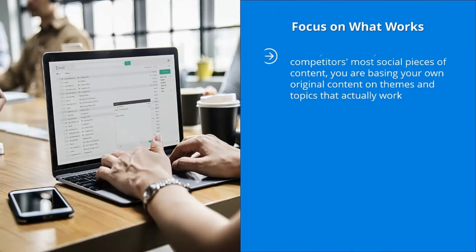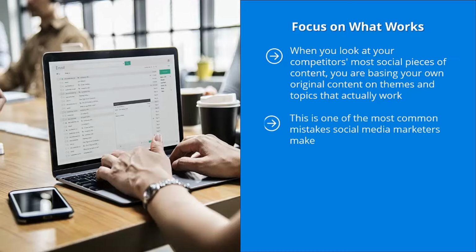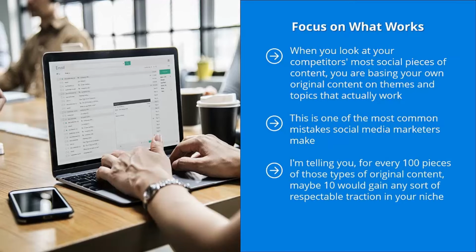Focus on what works. When you look at your competitors' most social pieces of content, you are basing your own original content on themes and topics that actually work. They have traction with your target audience members. You're not wasting money or time taking wild guesses. This is one of the most common mistakes social media marketers make. They think that they have the best ideas regarding hot content in their niche, so they come up with all sorts of content that they think is just plain awesome, only to fall flat on their faces. I'm telling you, for every 100 pieces of those types of original content, maybe 10 would gain any sort of respectable traction in your niche. It's too expensive, and it burns too much time.